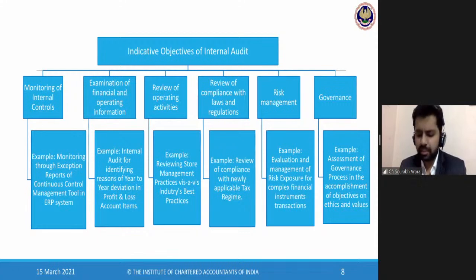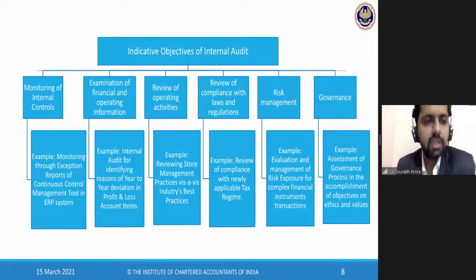Review of compliance with laws and regulations. Again, here the duties of internal auditor and external auditor overlap, because it is one of the important duties of the statutory auditor to review the compliance with laws and regulations, for example income tax, GST, Companies Act, etc. Then the risk management. Risk management is one of the most important duties of internal auditor. And then the governance. So we'll see the example of each of these objectives. No need to remember them in detail. Just remember the examples and the heading.